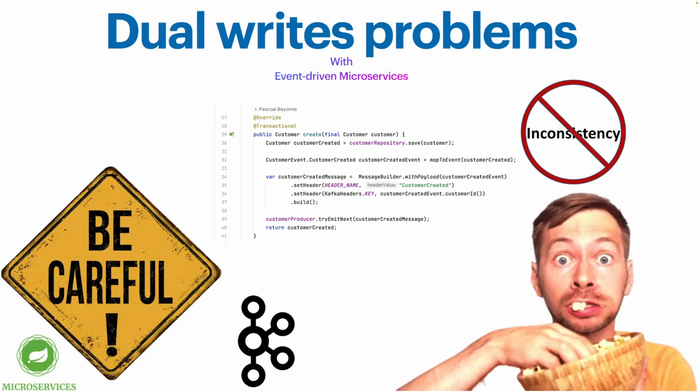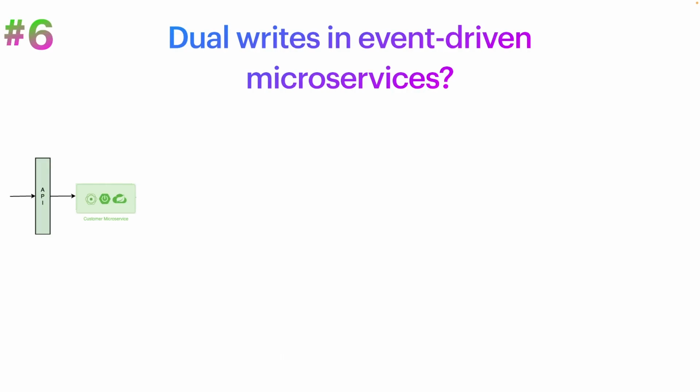Hey guys, welcome back to our topics related to microservice and event-driven architecture. We are using Spring Cloud Stream with Apache Kafka. So let's take a look at what we have done so far, guys.